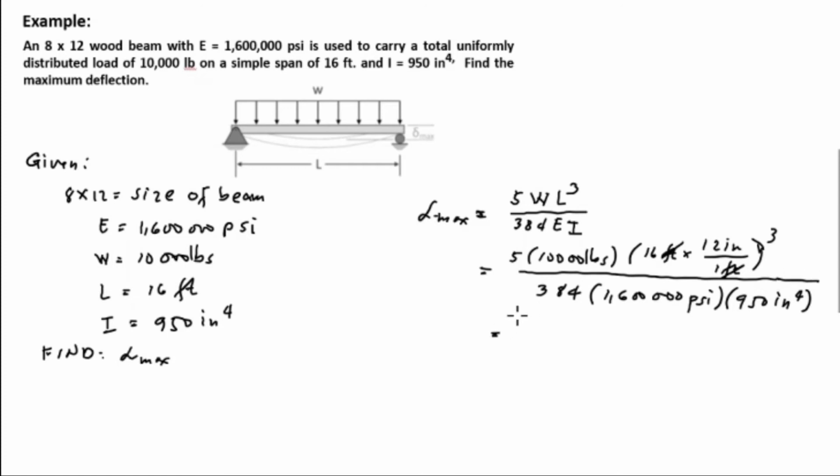So we compute 5 times 10,000 pounds times 16 times 12, then exponent cube, and then we divide by 384. Also we divide by 1,600,000 and 950. The maximum deflection is equal to 0.61 inch. So this will be the maximum deflection of a uniformly distributed load of 10,000 pounds with a length of 16 feet.